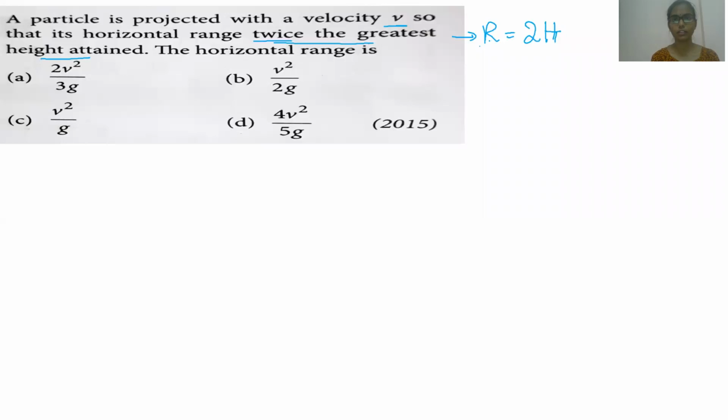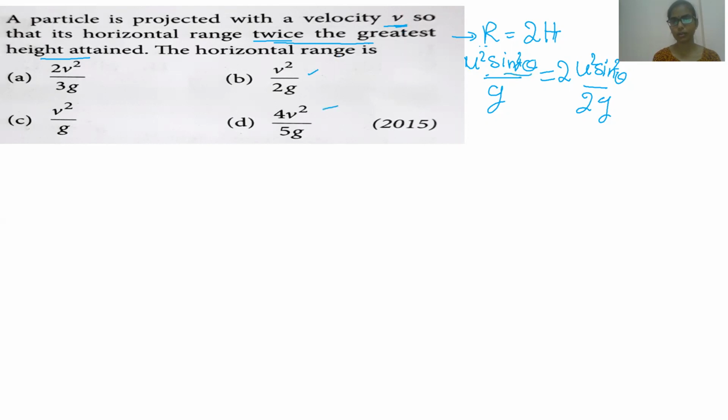Then the horizontal range. What is the horizontal range they're asking? So what is the formula, children? Horizontal range is u square sine 2 theta divided by g. And the maximum height formula is u square sine square theta divided by 2 into g. This is the formula. Now you can see here, to find the horizontal range, they have not given theta. They have given velocity v, but they have not given the answer in terms of theta.